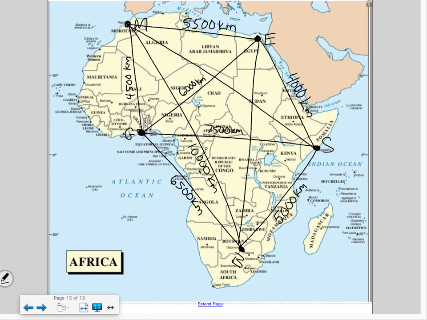And that leaves me with two more. Morocco to Somalia. 8,000, let's make this 9,000. No, more than that. We'll do 9,500. So 9,500 kilometers from Morocco to Somalia. And the last one, Egypt and Botswana. We'll do 8,500. Why not? Just do it.